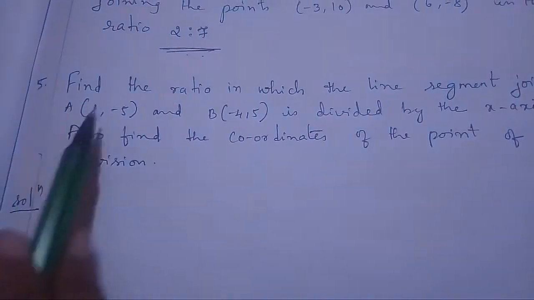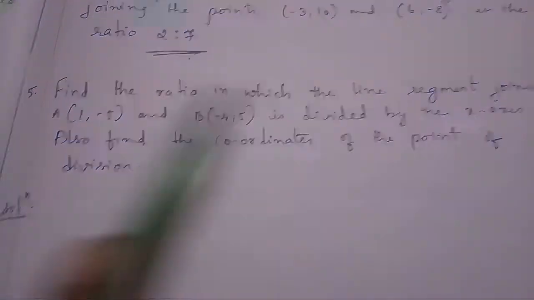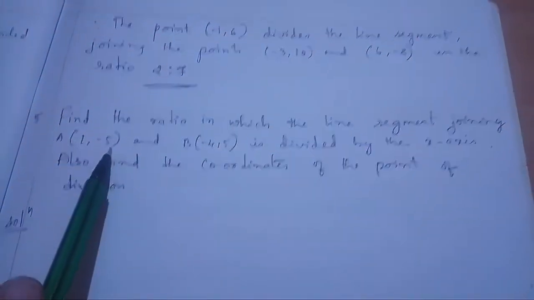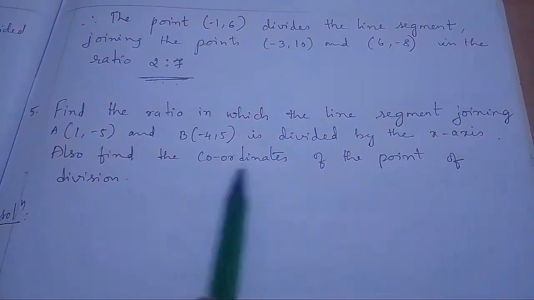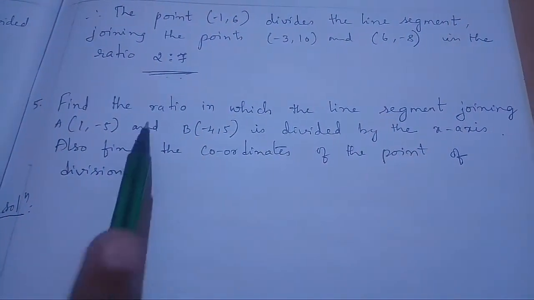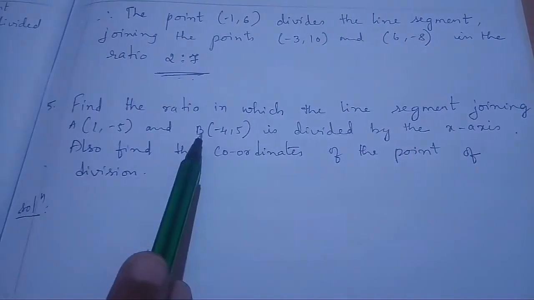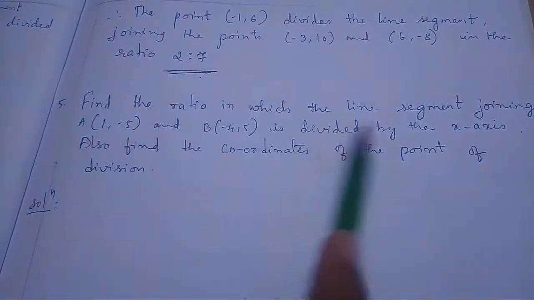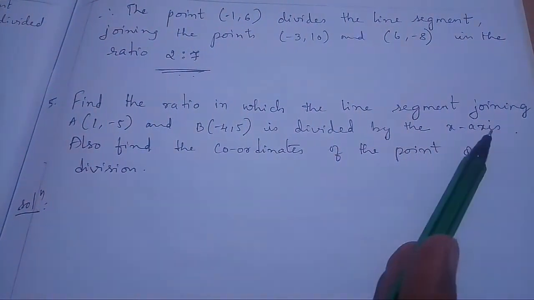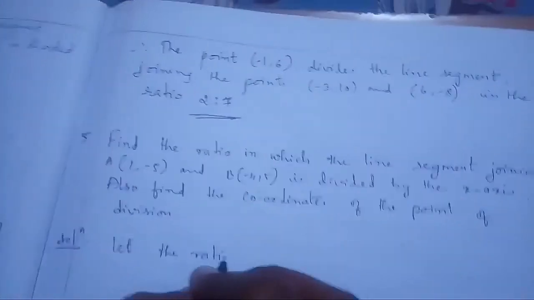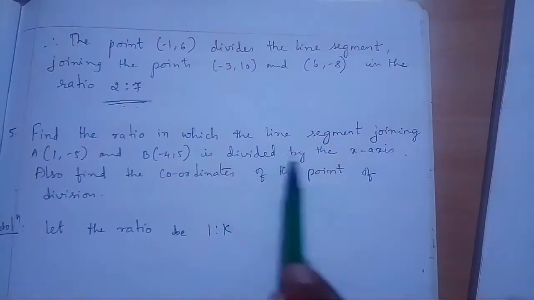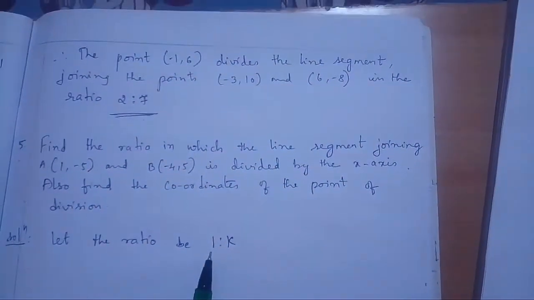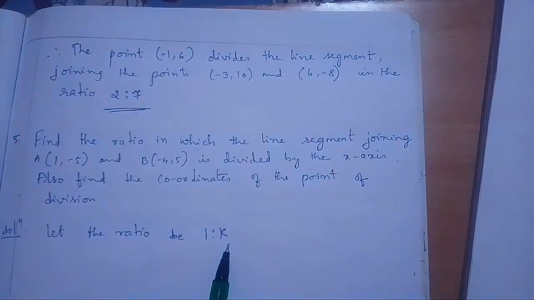Next problem, fifth problem. Find the ratio in which the line segment joining the points A of (1, -5) and B of (-4, 5) is divided by the x-axis. Also find the coordinates of the point of division. We need to find the ratio, and these two points are divided by the x-axis. So the ratio can be taken as, let the ratio be 1 is to k, because these two points are divided by the x-axis. Therefore, the x point will be equal to 1 and the y point will become k.